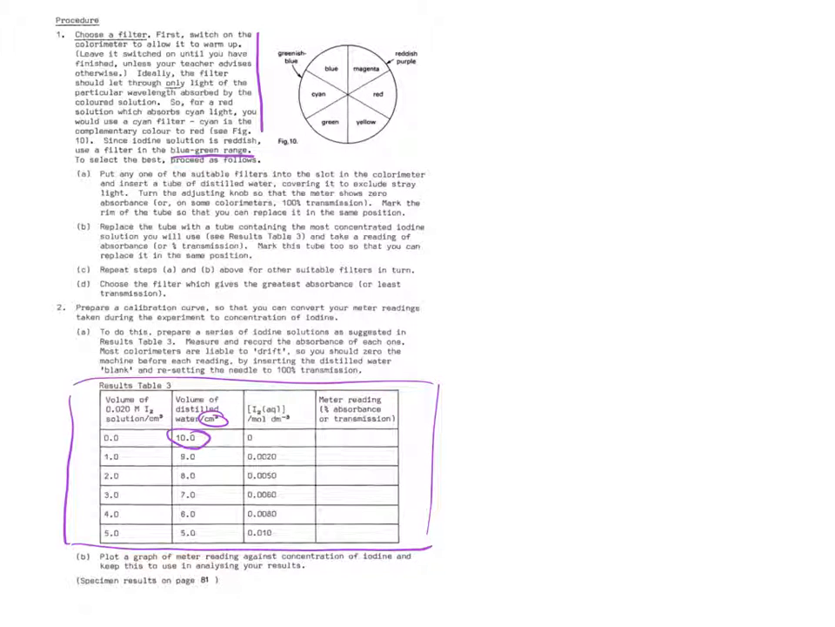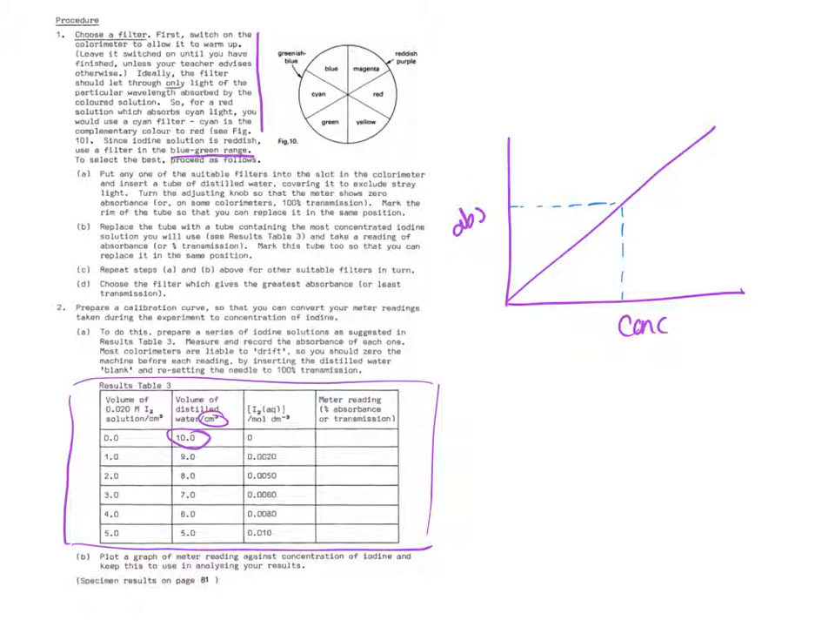So you are then going to get a graph, and it's going to be absorbance against concentration. And that means that any future values you get when you're doing the experiment, you will be able to convert absorbances back into concentrations, which is what you're going to need to be able to do to work out change in concentration, therefore the rate.